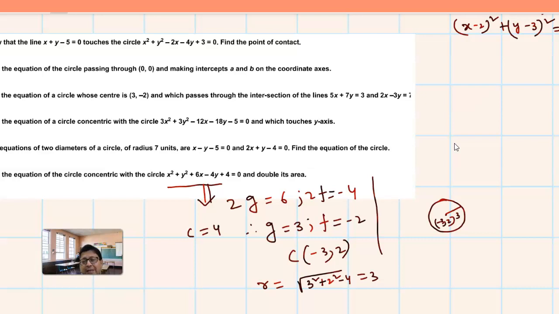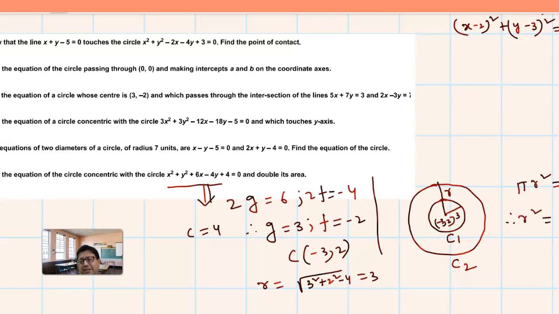Your problem is to find the equation of the circle whose area is double this area. So this circle has radius R, this R you need to find. This is circle C1, the given one. This is circle C2. You can see the area of this circle, that is pi r square, is twice the area of this circle, pi into 3 square.